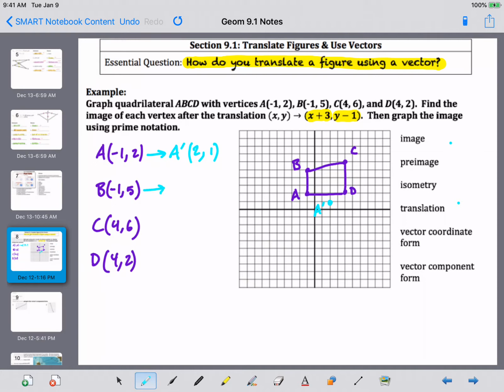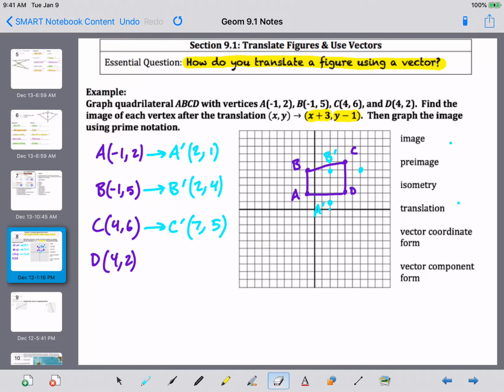All right, same with B. If we add 3, we get our B prime at 2 comma, subtract 1 from the y, and we get 4. So if we go over 2 and up 1, 2, 3, 4, that's what we would call B prime. Same with C. Add 3 to the x, so we get 7. Subtract 1 from the y, and we get 5. Over 7 and up 5 would be 1, 2, 3, 4, 5, 6, 7. Up 1, 2, 3, 5.